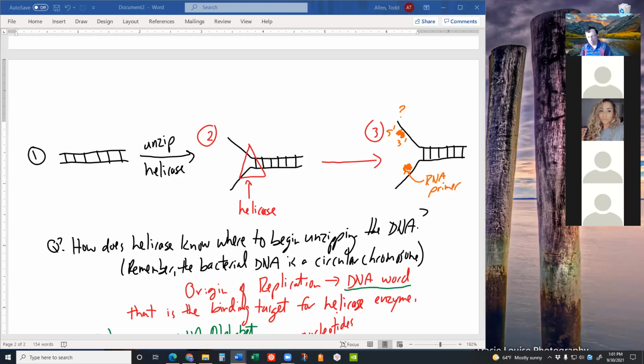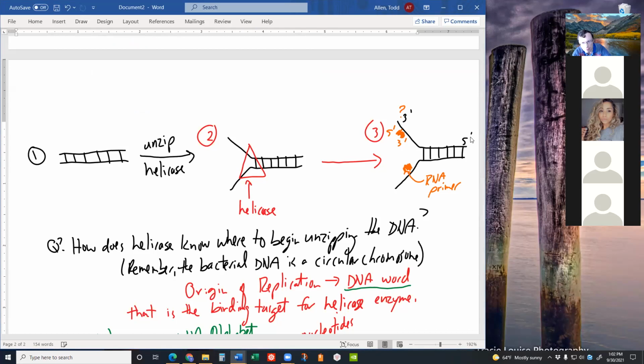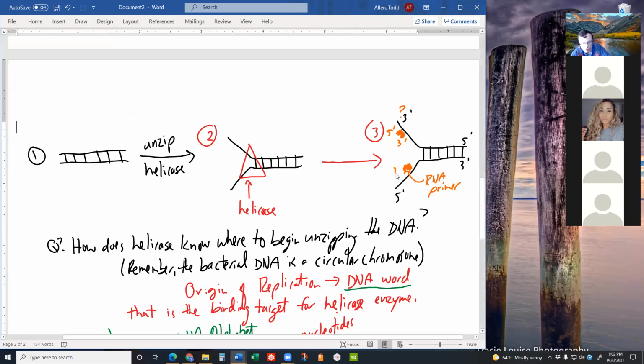Okay, good. Yes, it would be 3'. That's exactly right. Okay, so this strand of DNA, which is running anti-parallel to the RNA, is actually 3' here and 5' here. Okay, and the bottom strand of DNA is going to be 5' here and 3' here, right? Because it has to be anti-parallel to the other DNA strand. Okay, so that means that the other RNA primer, right, is going to be 3' here and 5' there.